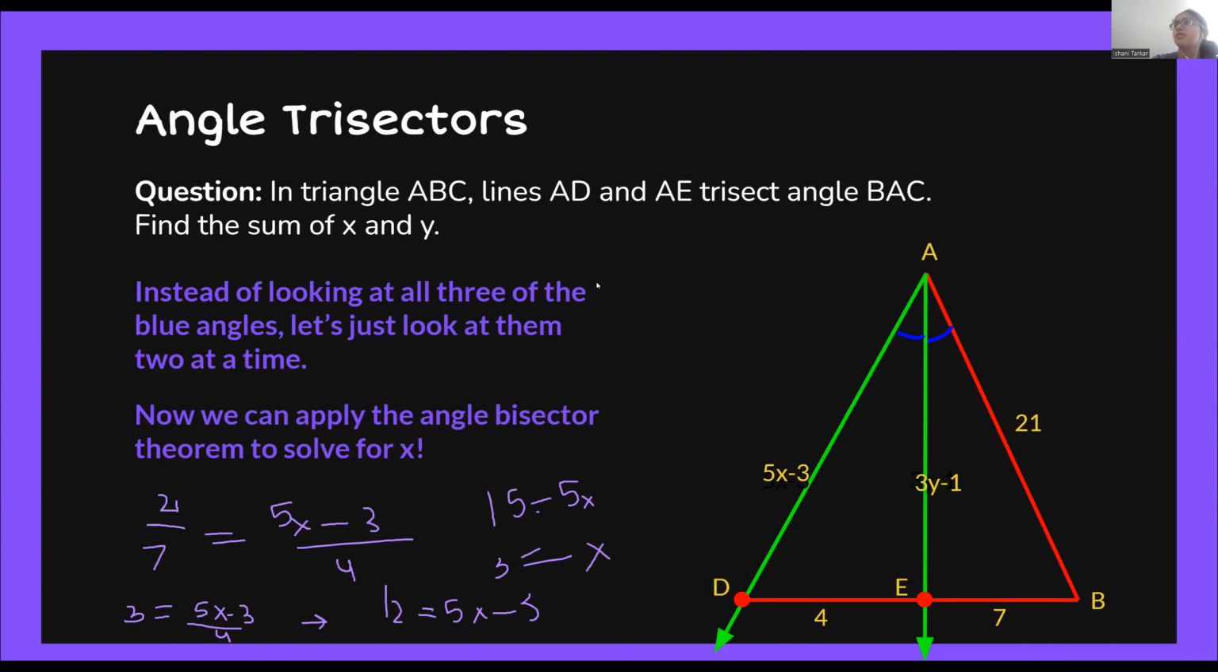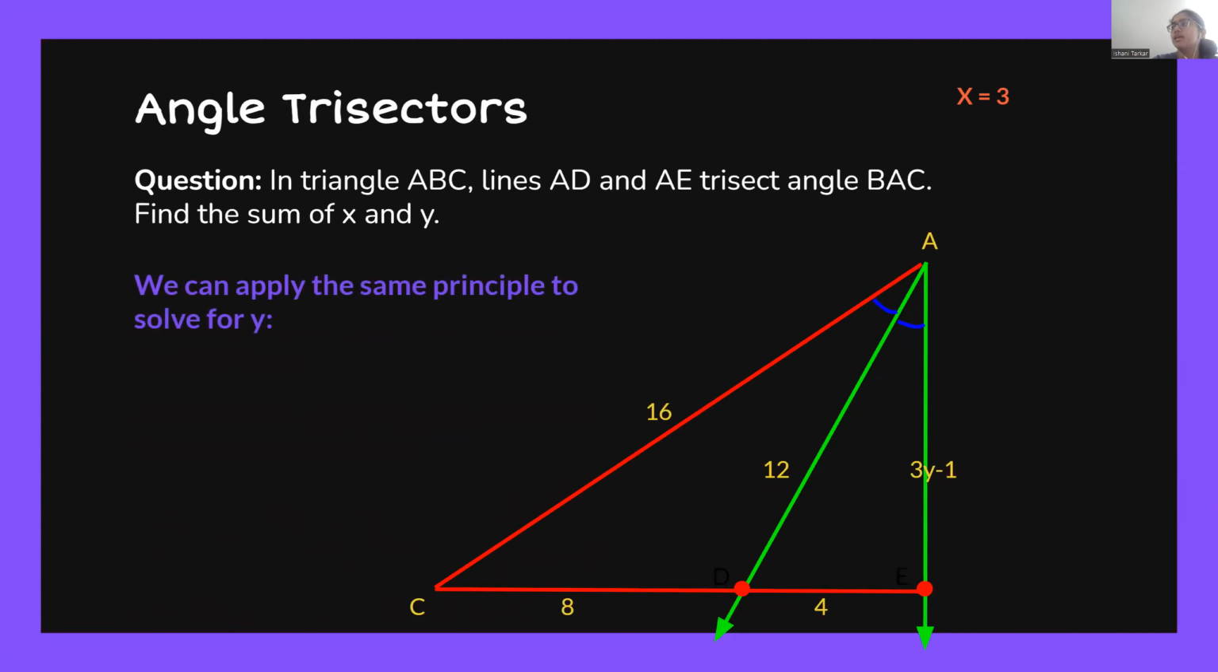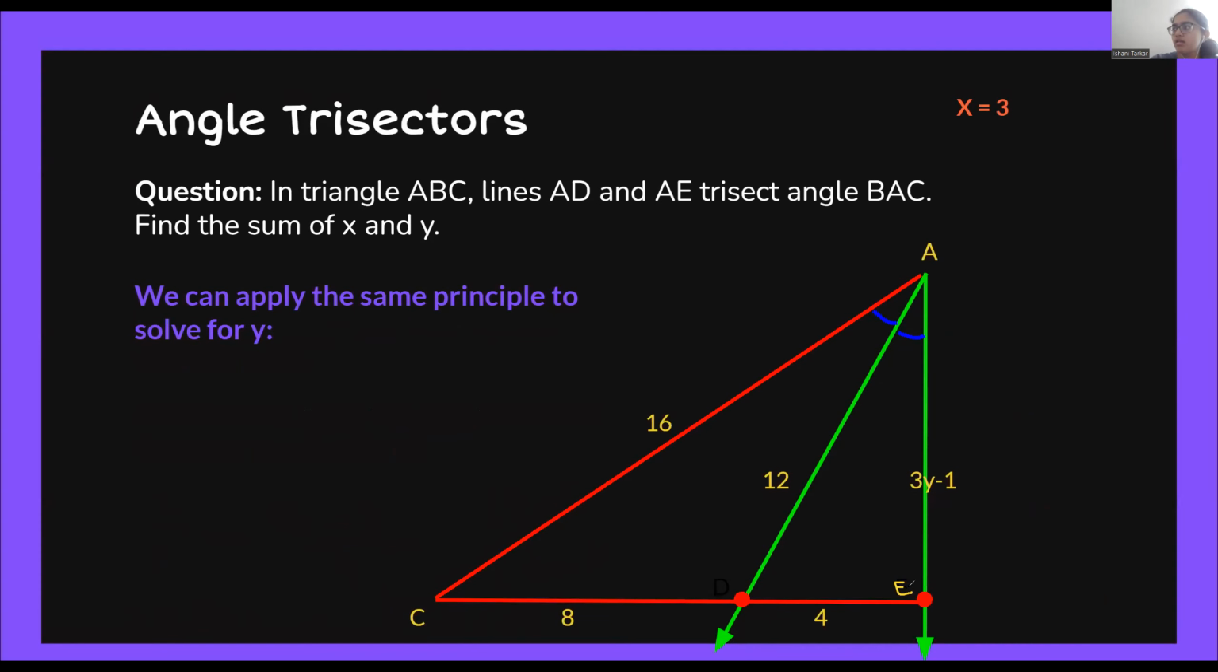Right? So after that, we would want to find what y is. So we divide it into A, E. Okay, well, you can't see E, but it says E right here. And it's D here, right? So now you will apply the same principle to solve for y. So in the chat, how would we use the angle bisector thing? What side divided by what side would equal what side over what side?